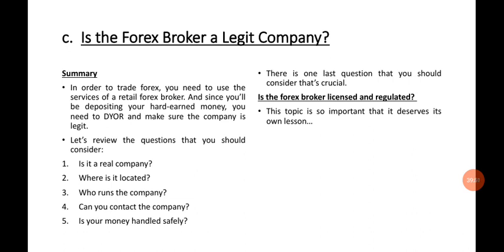Let's review the questions that you should consider. Is it a real company? Where is it located? Who runs the company? Can you contact the company? Is your money handled safely?